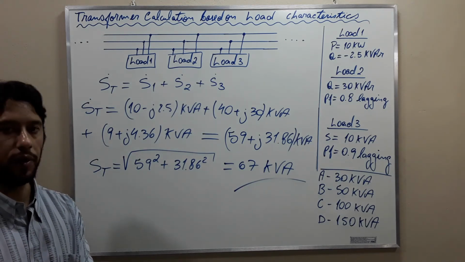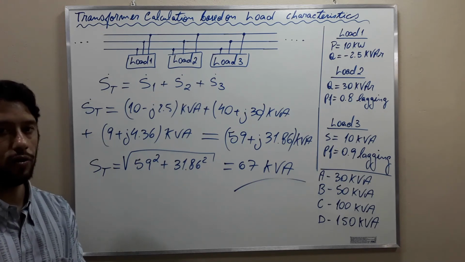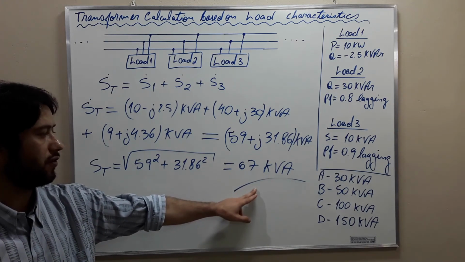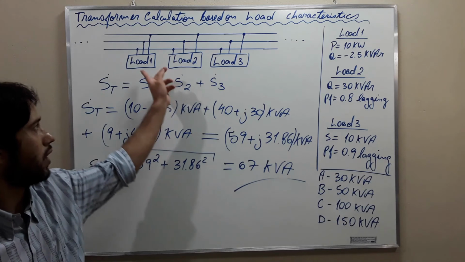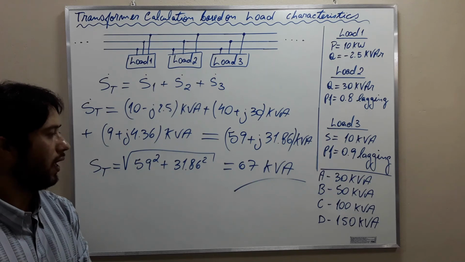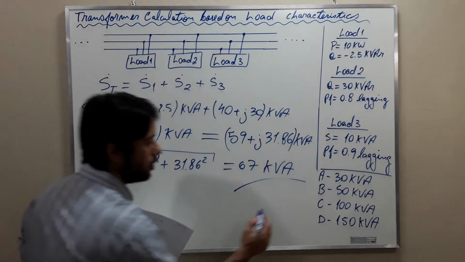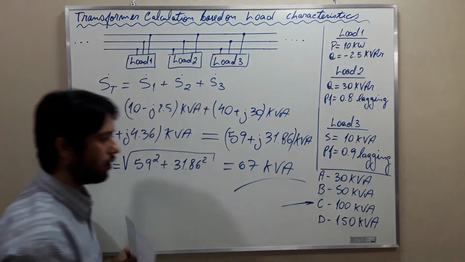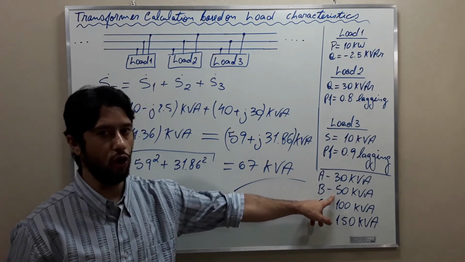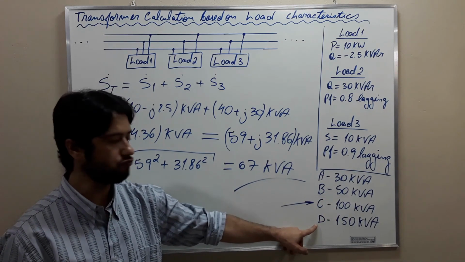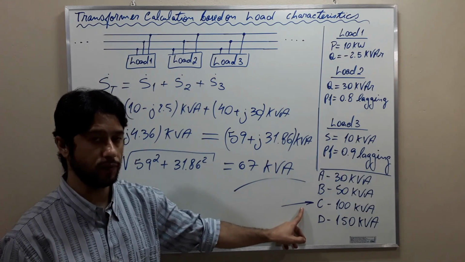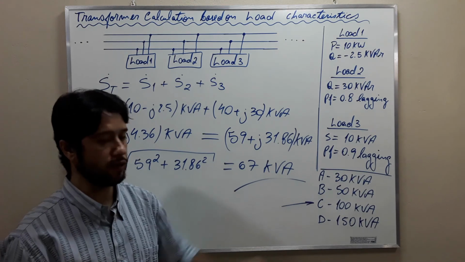Okay, so the transformer that we need to use to supply these loads has to be a little bit larger than this. Okay, this is 67 kVA, the sum of the apparent powers of load 1, load 2, and load 3. And the one that we are going to choose is letter C. We're going to check letter C because B is lower and D is too high. Then the appropriate transformer for this kind of distribution system will be letter C.